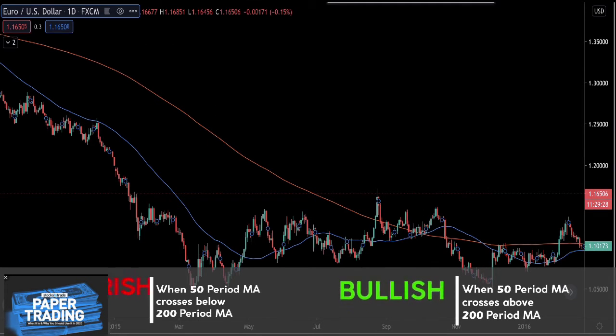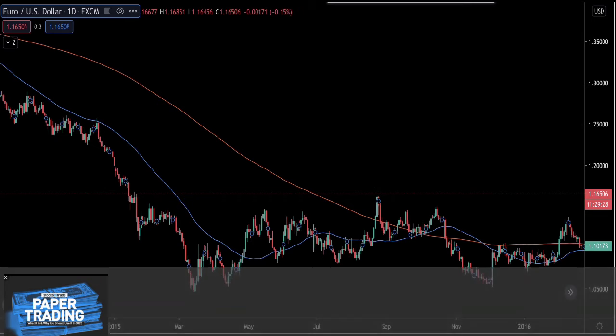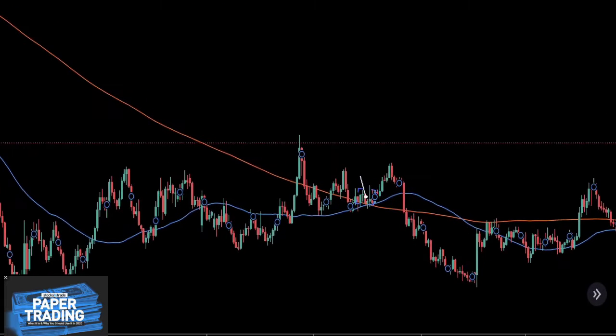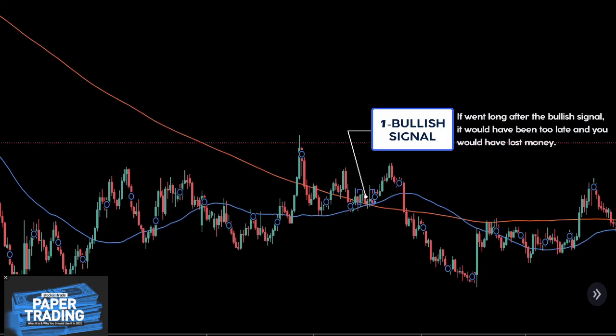In this chart example, note that the signals generated by the moving average occur rather late. If you took the first signal and went long after the bullish signal, it would have been too late and you would have lost money. This is because by the time the moving average gave the signal, price has already risen significantly.